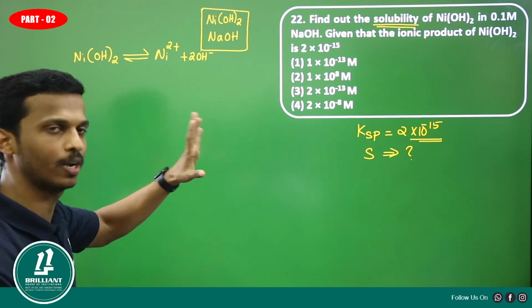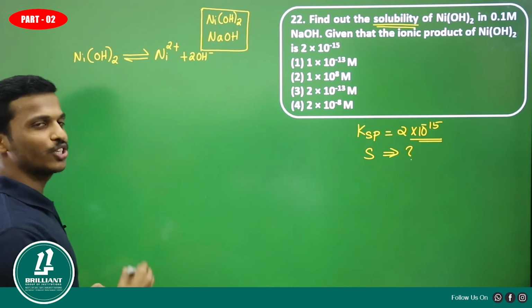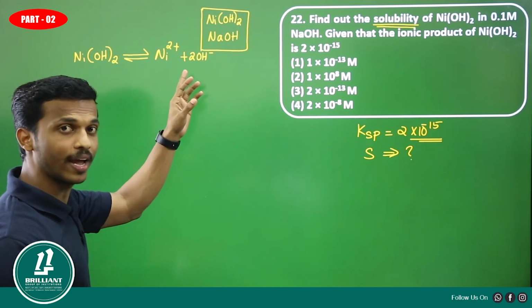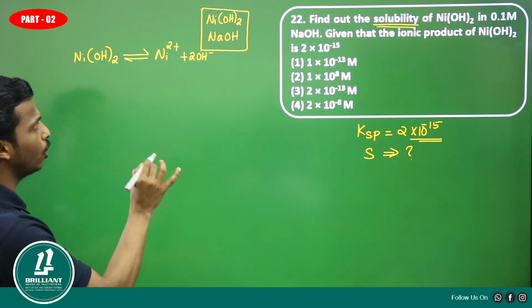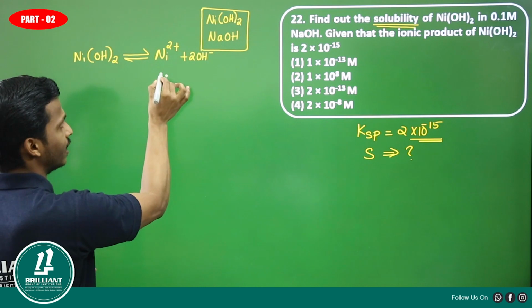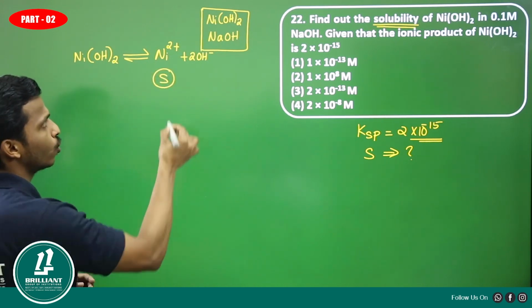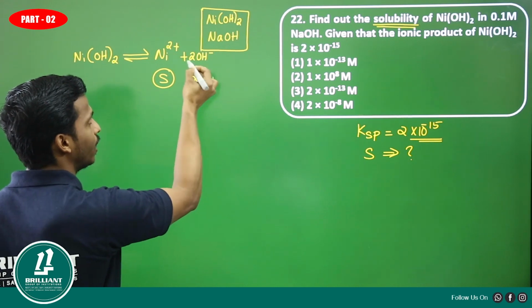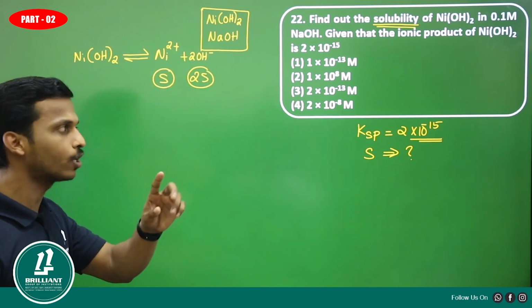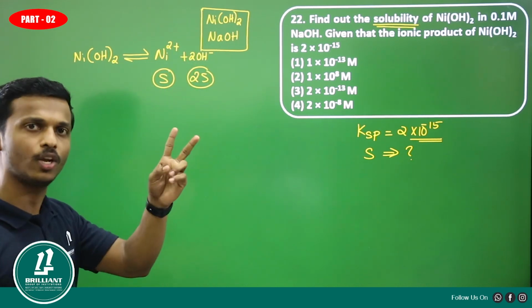Okay, let's find out. Simple question. Here Ni(OH)2 dissociation gives Ni2+ and 2OH-. Let me take the solubility of Ni2+ as S. So here what will be that? 2 moles, right? So it will be 2S. So for 1 mole of Ni2+ the solubility is S, so for 2 moles it will be 2S.